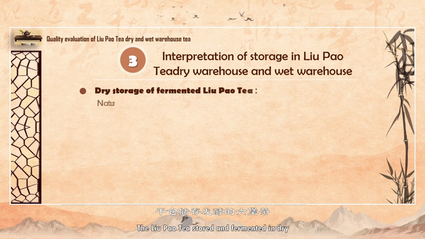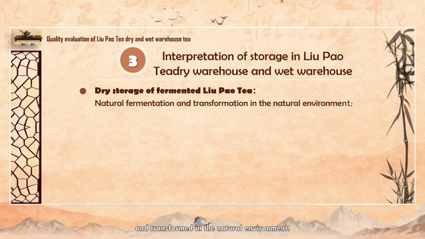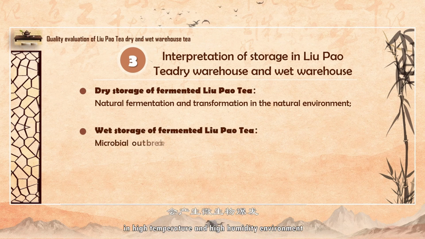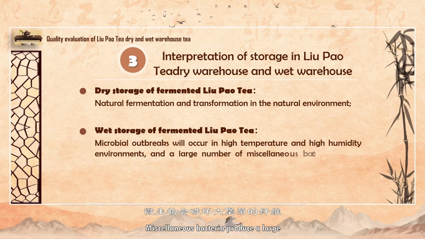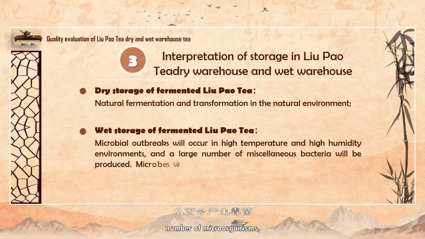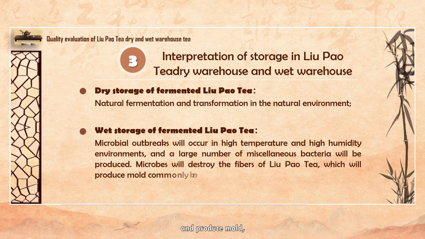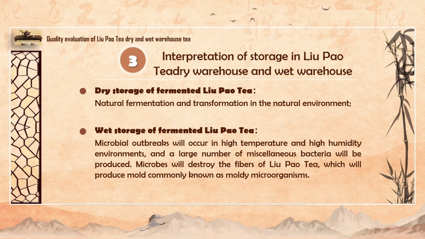The Liu Pao tea stored and fermented in dry warehouses is naturally fermented and transformed in the natural environment. However, storage in wet warehouses in a high temperature and high humidity environment will cause microbial outbreaks. Miscellaneous bacteria produce a large number of microorganisms which will destroy the fiber of Liu Pao tea and produce mold, commonly known as moldy microorganisms. Therefore, Liu Pao tea stored in wet warehouses is generally mildewed Liu Pao tea.